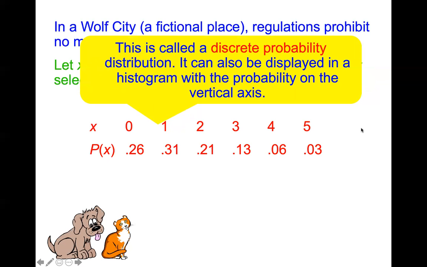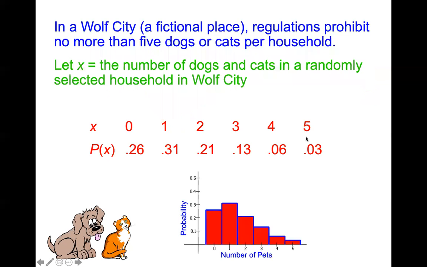For the most part, we're going to be showing these distributions as a table, but just know that you can also display this as a histogram, like this. That's another way to display a probability distribution. But for this class, for the most part, we're just going to be using this table format.